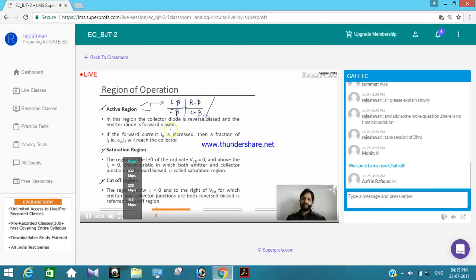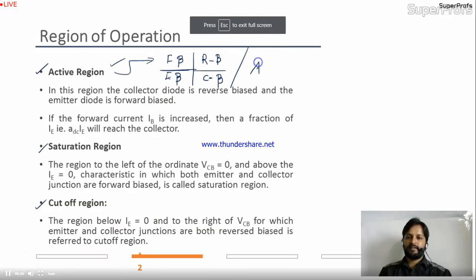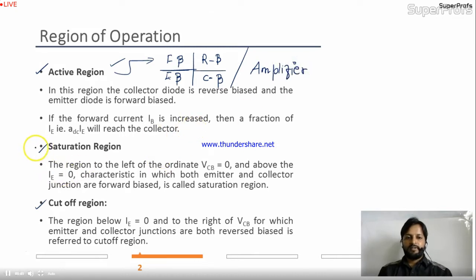In the active region only, the BJT acts like an amplifier. In the saturation region and in the cutoff region, the BJT is working like a switch. So the switching operations are because of this. We are using the saturation and cutoff in the switching operations.